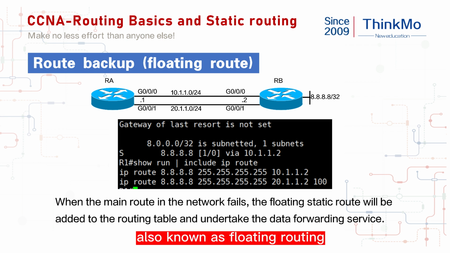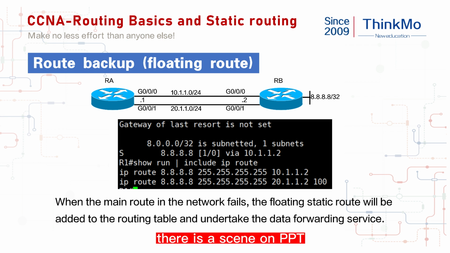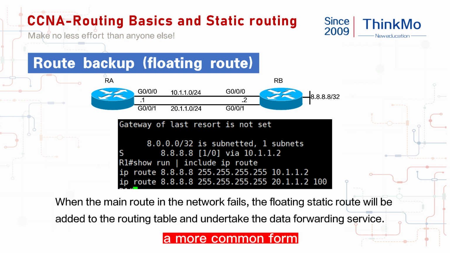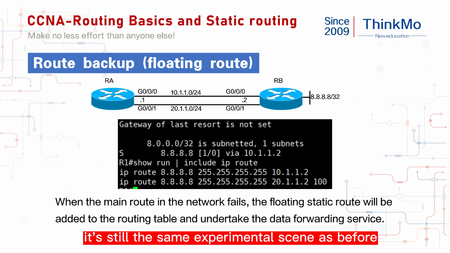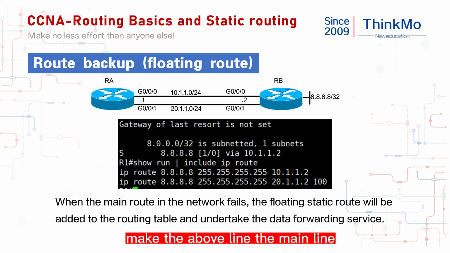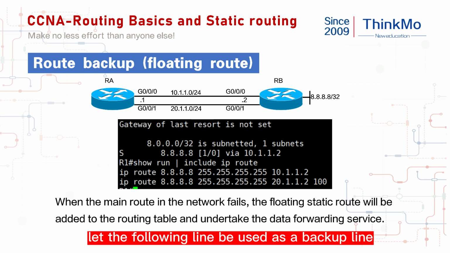Also known as floating routing. There is a scene on the PPT, but let me tell you another scene, a more common form in the current enterprise network. This picture shows 2 devices. It's still the same experimental scene as before. Then I hope to make the above line the main line, and let the following line be used as a backup line.